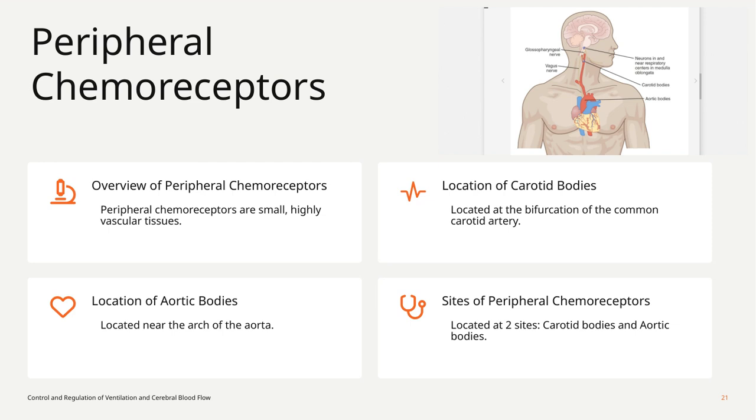When they sense a decrease in oxygen or an increase in carbon dioxide or acidity, they send signals to adjust ventilation and maintain optimal cerebral blood flow. Understanding their location and function helps us appreciate how the body maintains homeostasis, especially in conditions where oxygen delivery is compromised or CO2 levels fluctuate. These small structures, although tiny, have a big impact on our respiratory and cerebral regulation.